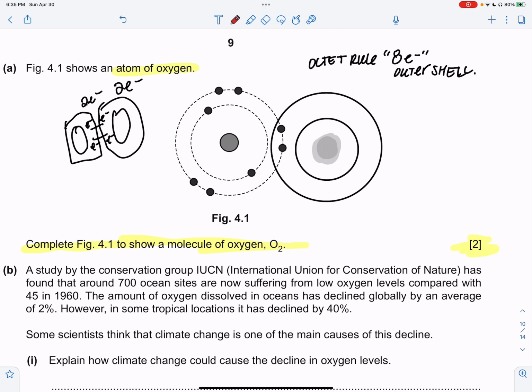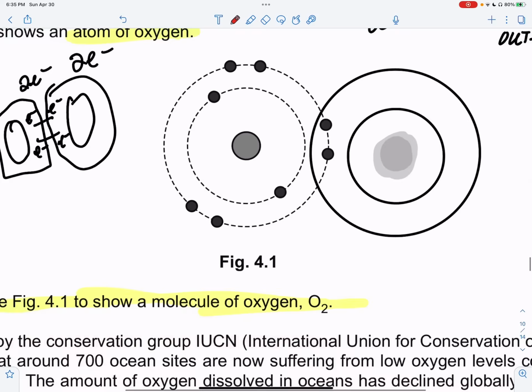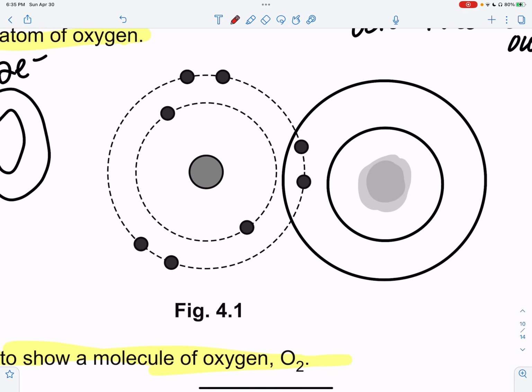And if I just go through and count them really quick, you can see why. We're not going to focus on the first orbital, this one right here. That orbital can only hold 2, and it is stable at this moment. But on the outer shell, we have 1, 2, 3, 4, 5, and 6. So it's going to require 2 more, and it's going to get those 2 more from this atom of oxygen we just drew in.